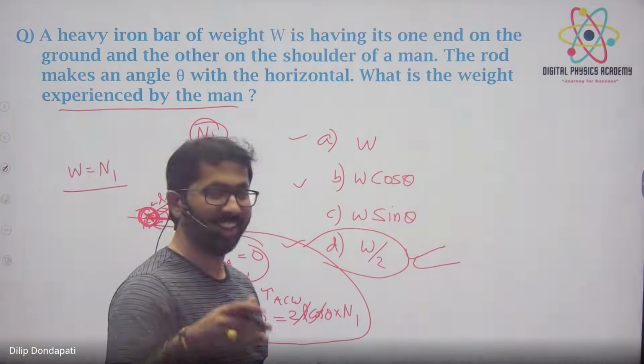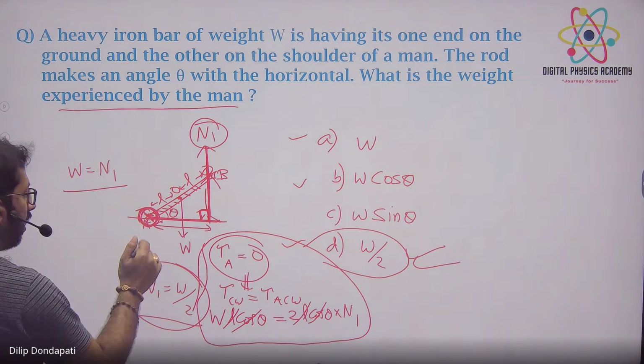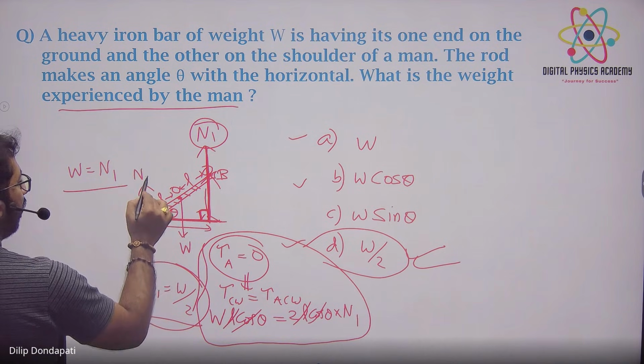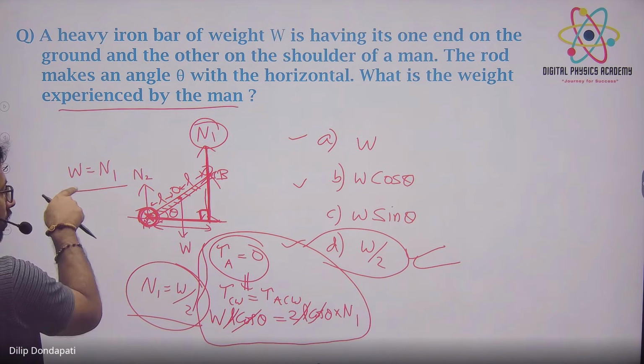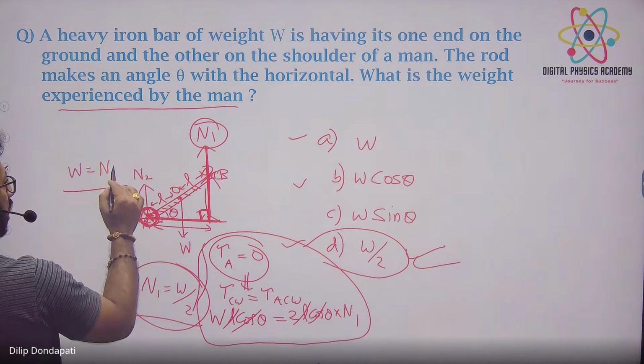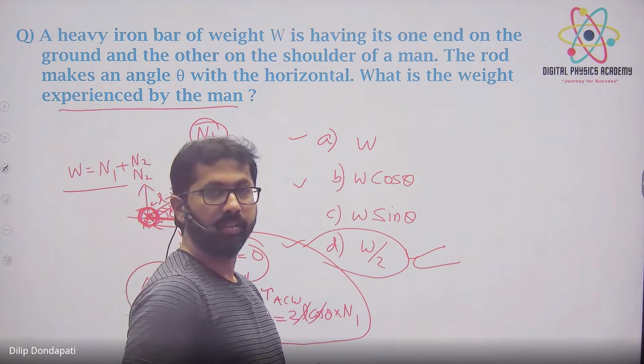So yeah, sir, if you use F net in y direction, you'll get N1 equal to W. But if you use torque, sir, you'll get N1 is equal to W by 2. There'll be another normal at the ground. Yes, correct, प्रणव. See, आपको net force करने समय ये भी रहेगा ना. See, in torque में we are eliminating this one. So now आपको equation क्या आएगा मालूम है? Upward force is N1 plus N2 is equal to W. ऐसा आएगा. समझ आ रहा है?